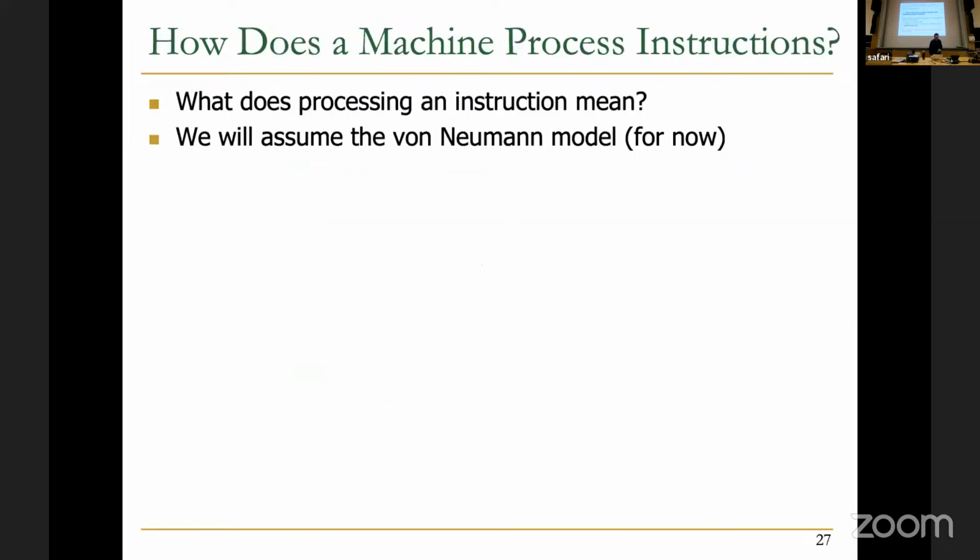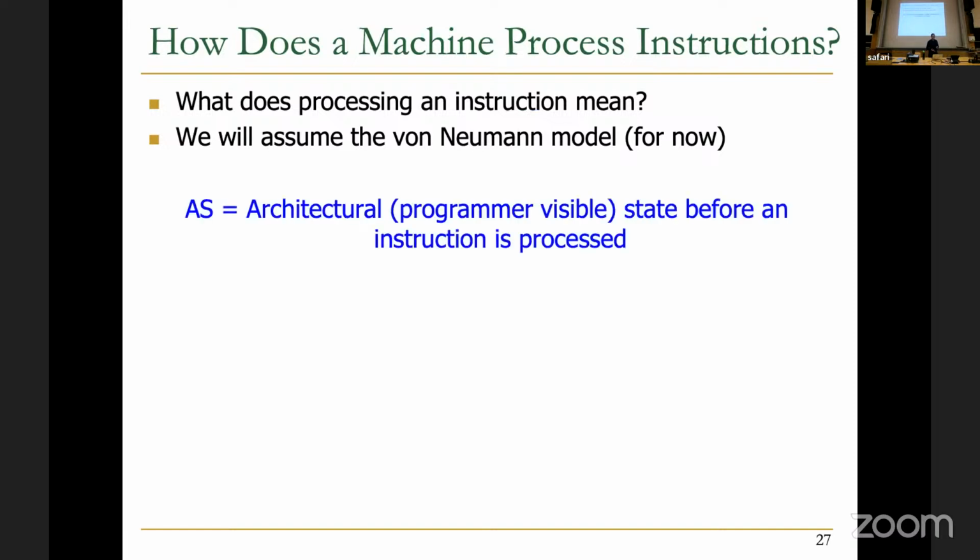Okay, so basically, the question we're really asking is how does a machine really process an instruction, and what does processing an instruction mean? And we're going to assume the von Neumann model for now as well. So what does processing an instruction mean? An instruction is a transformer, basically. It transforms a given architectural state to another architectural state.